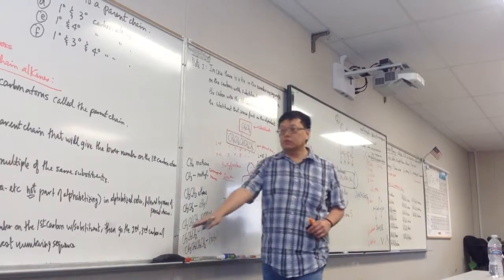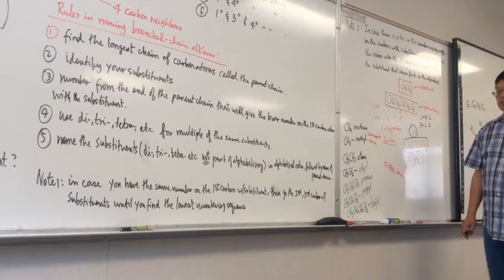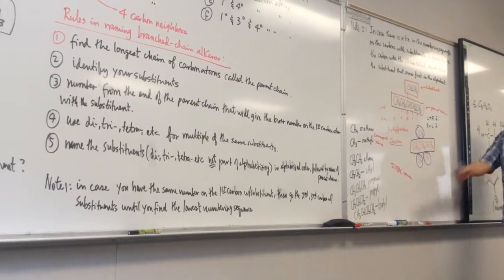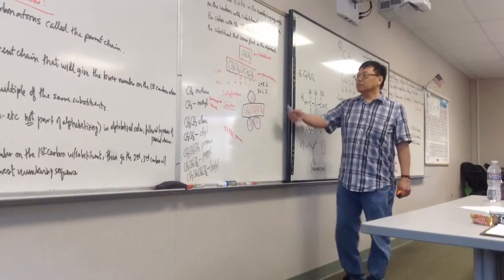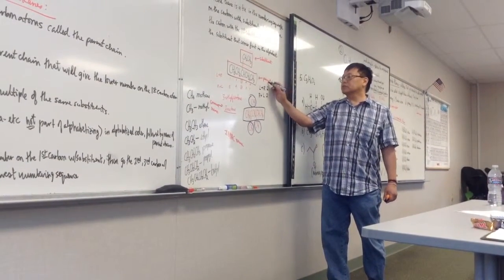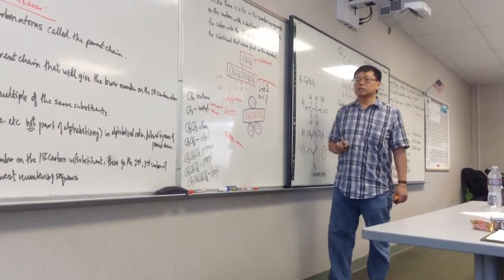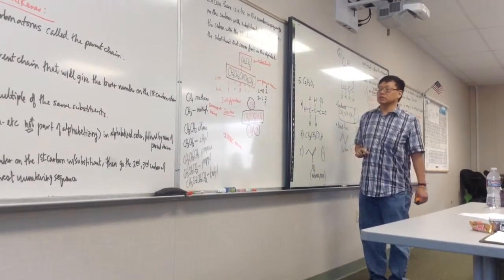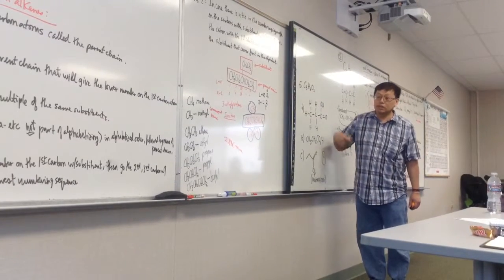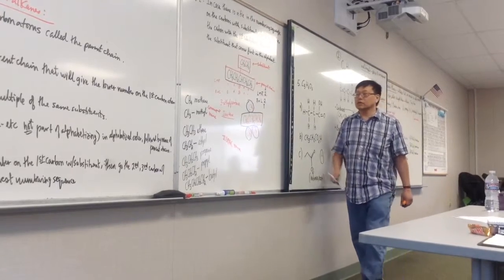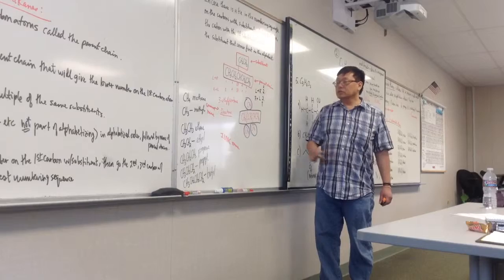So we now look at note number 1. It says in case you have the same number on the first carbon with the substituent, then we have to go on the second, on the third, until you break the tie. Much like your basketball, if you're watching the NBA finals, the first 2 games were tied on regulation. If it's tied on regulation, they don't just say, hey, game over. What do they do? They go overtime. The same here. If you're tied on the first carbon with a substituent, you go to the next carbon with a substituent.